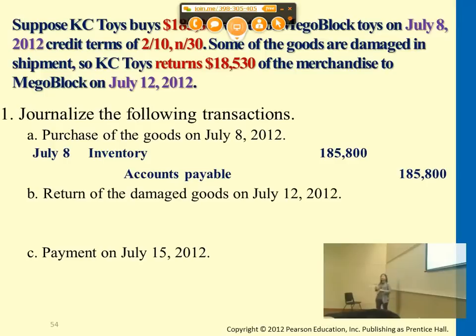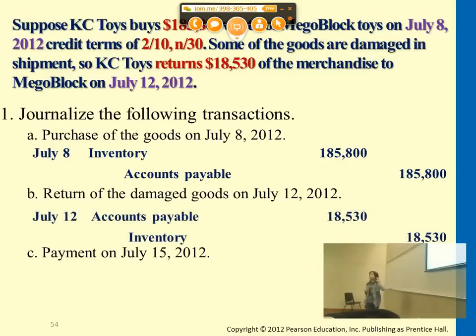So yes, this is returns and allowances, but keep in mind we don't have a separate account here. Any returns and allowances will be captured under inventory accounts. We directly decrease inventory value. Okay, so we're trying to recognize that inventory's cost is no longer $185,800. What we have on hand is no longer this amount of value of inventory. So we reduced it by the part that we ship back to the seller.